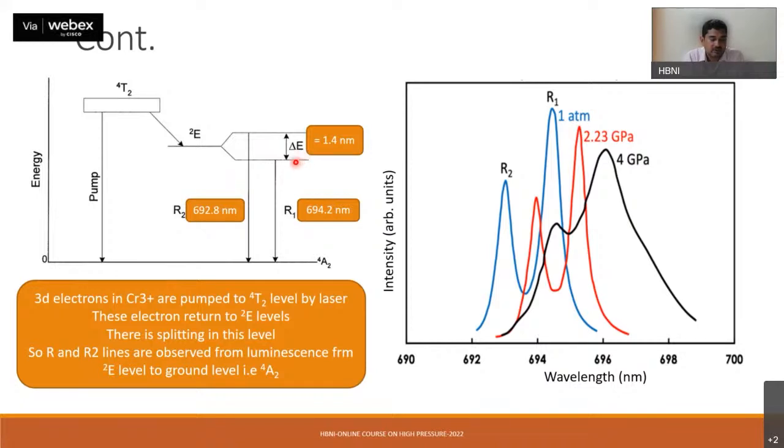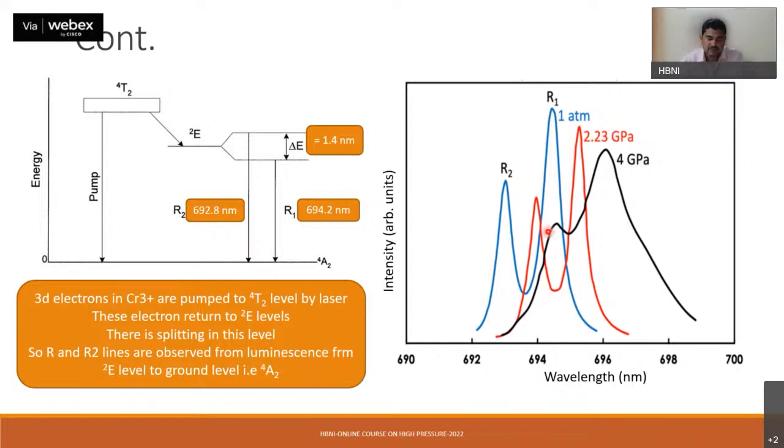So the energy difference between these two levels is exactly 1.4 nanometer, 1.39, which is the difference between R1 and R2 lines. So here, this is a typical Ruby pattern shifting with pressure. Like if you apply pressure, like at 1 atmosphere, these are the R1 and R2 lines. R1 is stronger than the R2. So we generally measure the pressure with respect to the R1 line.